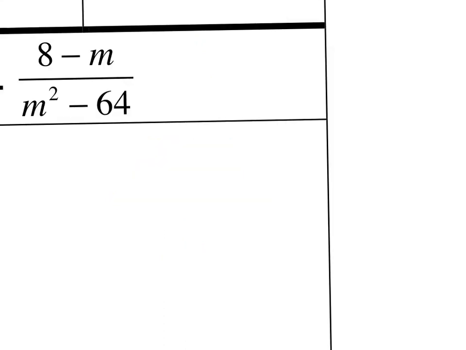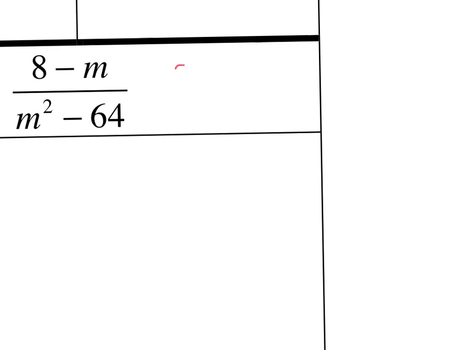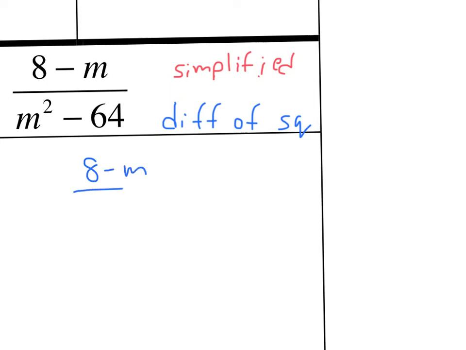So the top here is already simplified. I don't need to factor it at all. And the denominator, I can do a difference of squares. Difference of squares. Okay, so the top stays the same, 8 minus m. The denominator becomes this, m minus 8 times m plus 8.